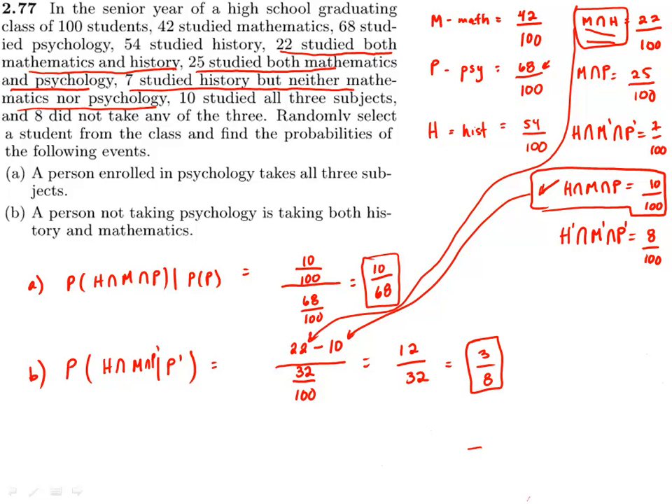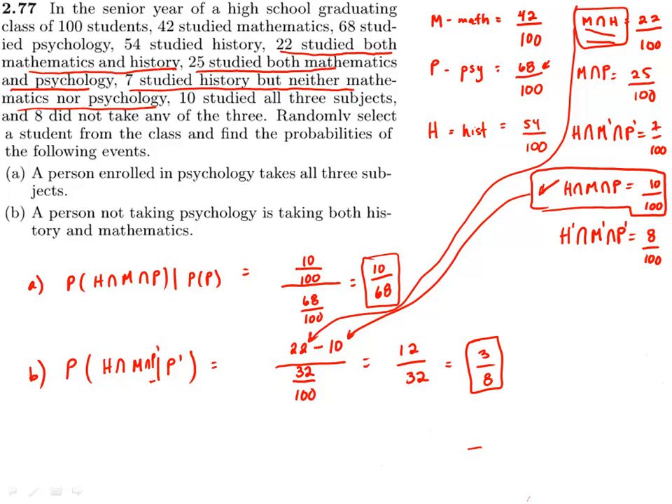Okay, so let's look at the question one more time. The person is not taking psychology. He's taking both history and mathematics. So the stated fact is that the person is not enrolled in psychology. That probably is part of the intersection of events, which is right here. And we want to find out, given that fact, if the student is taking the other 2 courses.